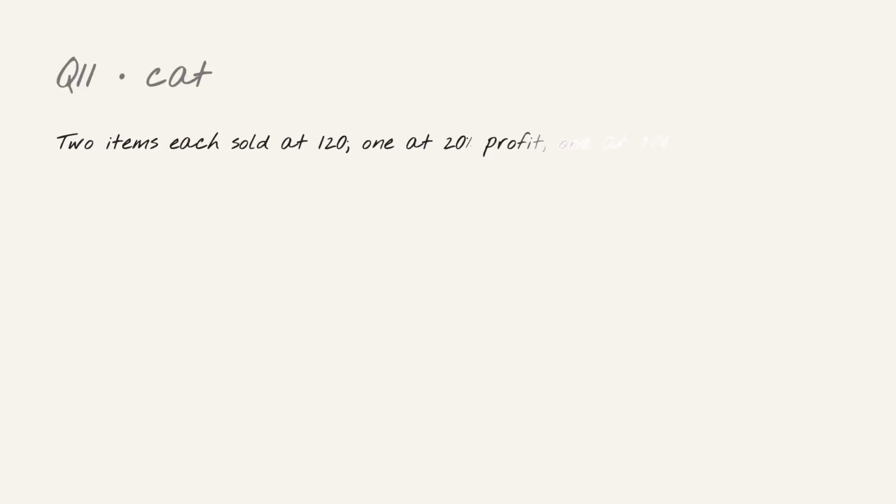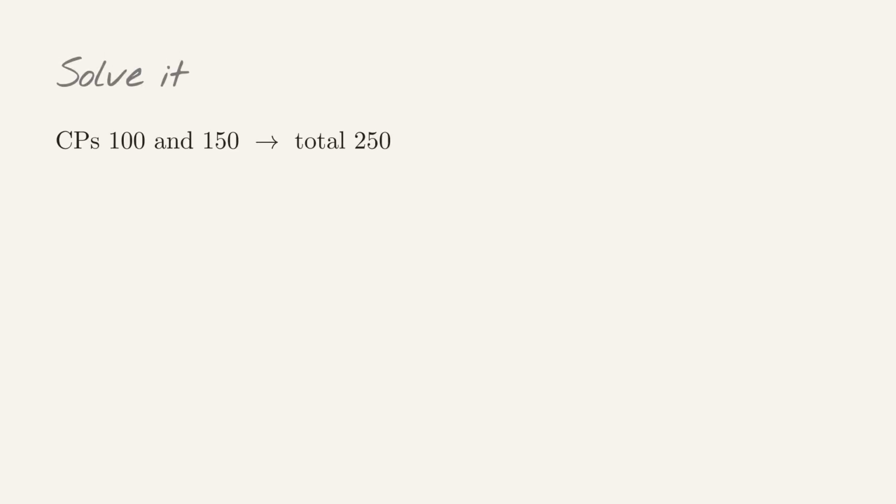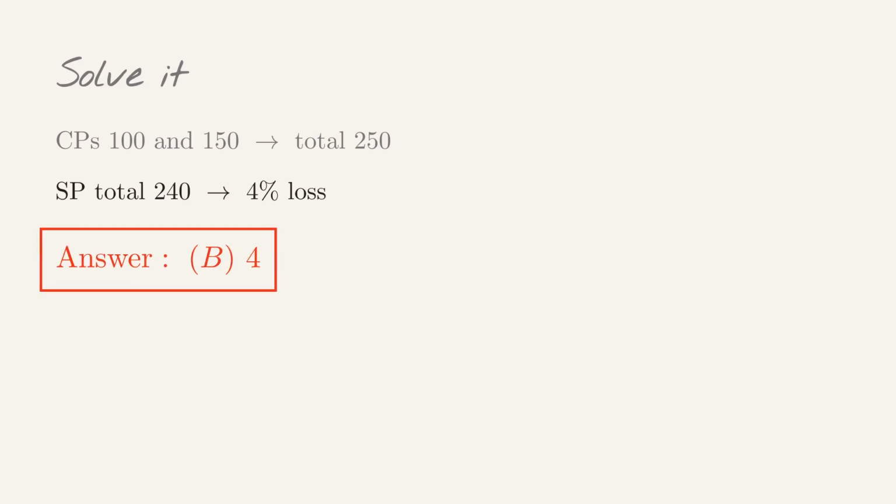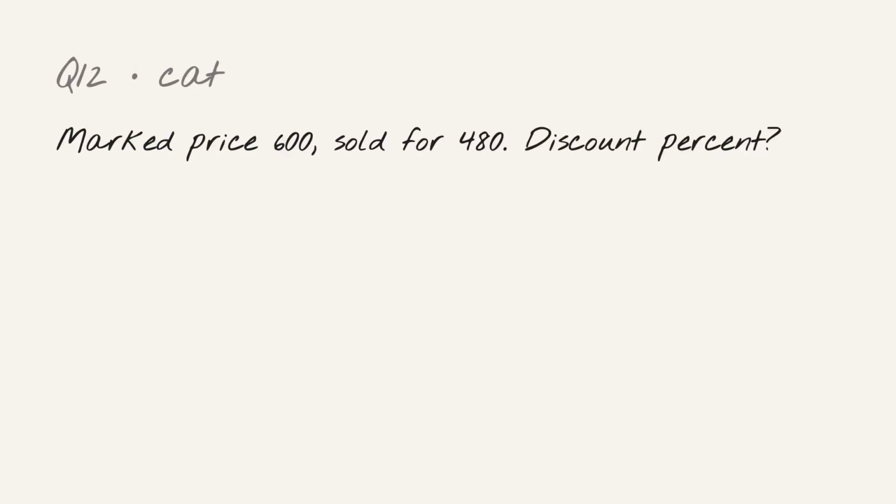Your turn. Find each cost price separately, then compare totals. Pause it. Give it a real attempt, then I'll walk through it. The profit item cost 100. The loss item cost 150. Total cost 250 against total sale 240. A 10 rupee loss on 250 is 4%. Equal percentages on different costs never break even.